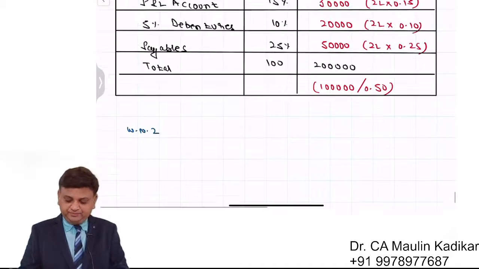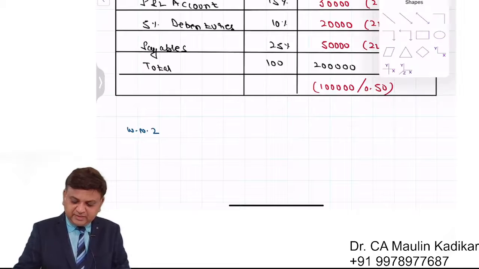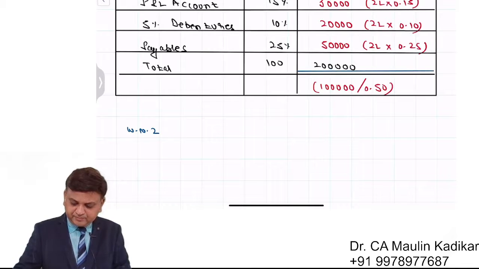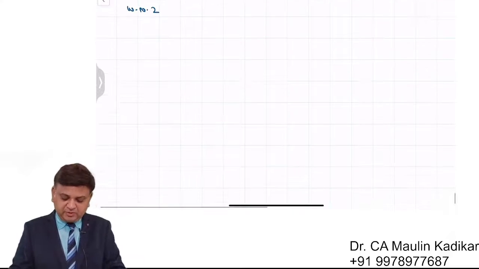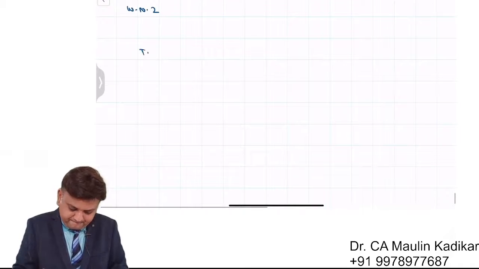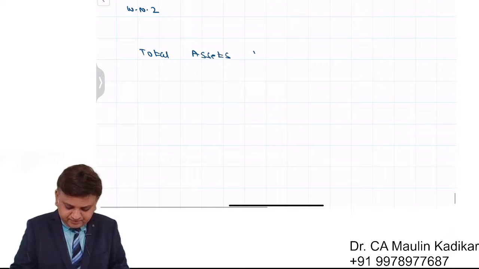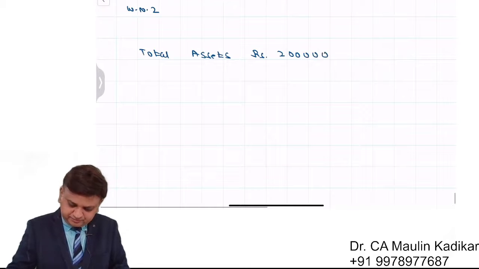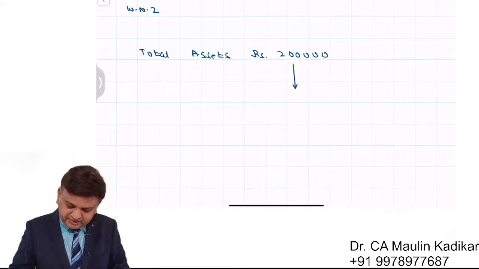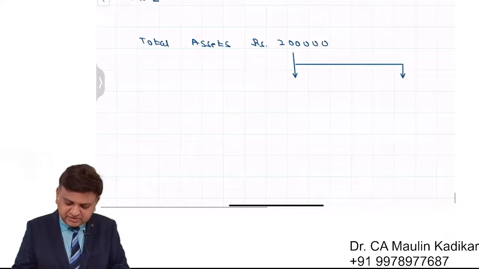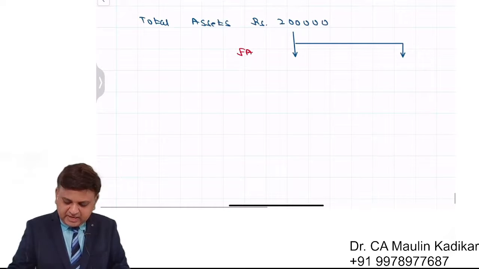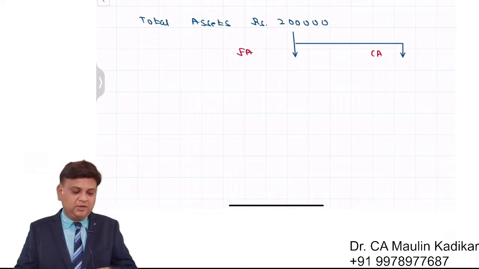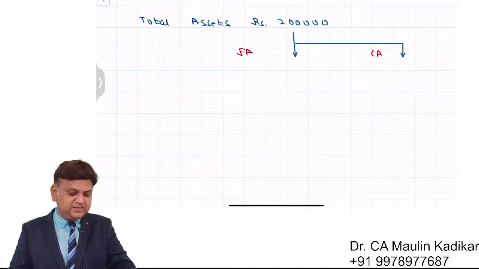Working note number 2. See, the total of the liability side is 2 lakhs, and the total of the asset side would also be 2 lakhs. So as far as the total assets is concerned, it is an amount of 2 lakhs, that is divided into two parts. One is fixed asset and another is current assets. What is the fixed asset value? Fixed asset value is say 60%.